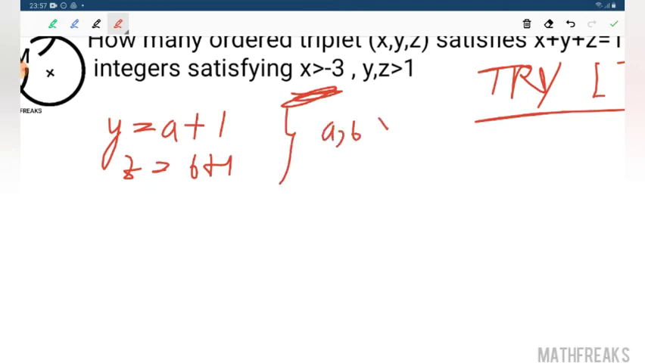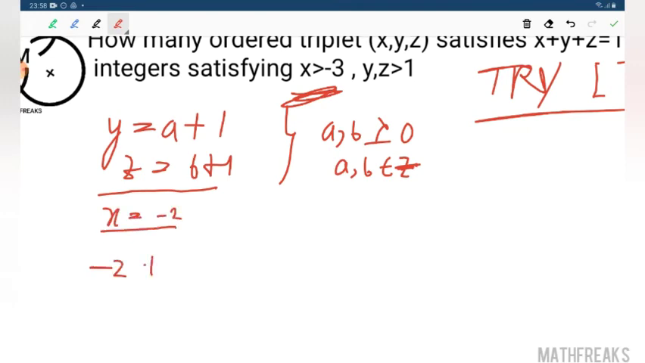a, b greater than or equal to 0. a, b belong to integers. The set of integers is denoted by the symbol Z. This is the first consideration, and let's sort out the case for negative 2, that is when x equals minus 2. We'll do it like this: minus 2 plus a plus 1, that is y, and b plus 1, that is z, equals 13.